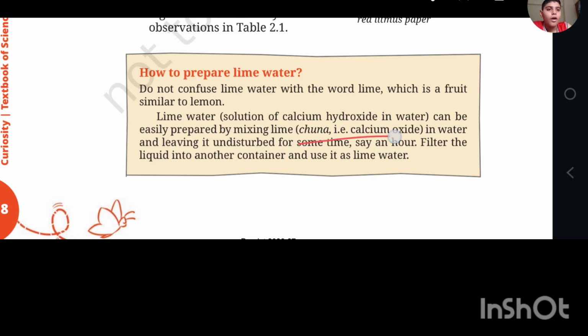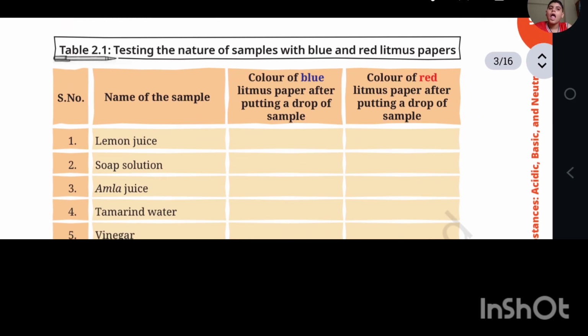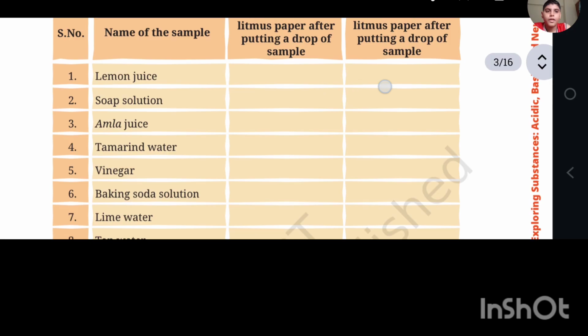Chuna, we say in Hindi. Dissolve calcium oxide in water and leave it undisturbed for some time, say an hour. Filter the liquid into another container and use it as lime water. Okay. Lime water is also used in pan. You know pan? If you don't know, no problem.